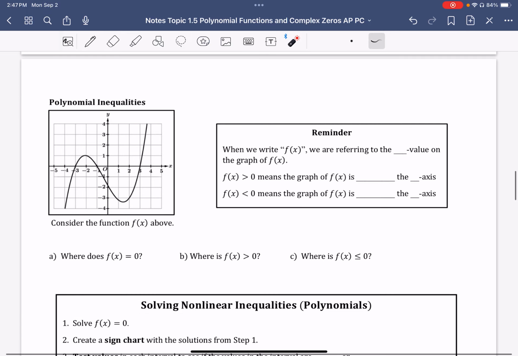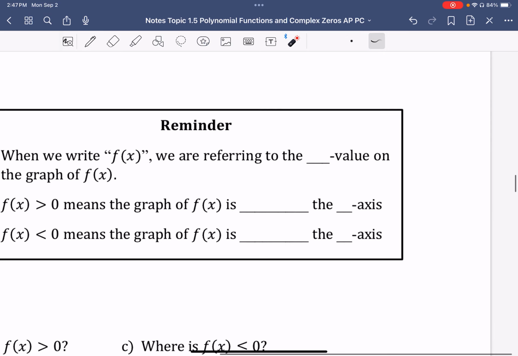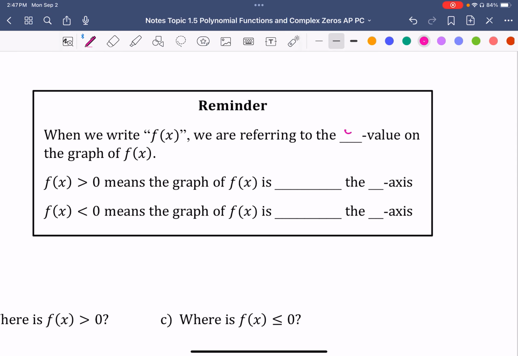Okay, moving on to polynomial inequalities. So a reminder, when you write f of x, you are referring to the y values on the graph of f of x. When f of x is greater than 0, that means that the graph of f of x is above the x-axis. When f of x is less than 0, that means the graph of f of x is below the x-axis. Okay?